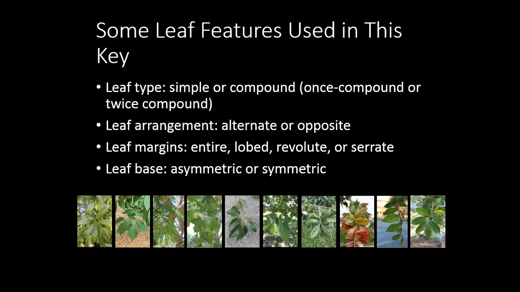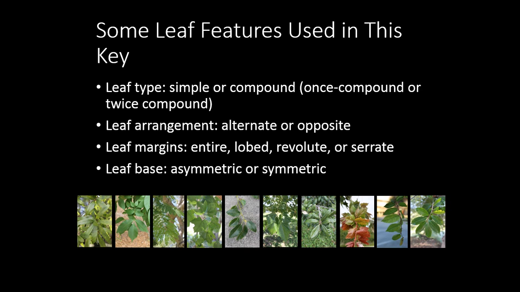So one of the first things you'll see is we're going to separate out between simple and compound leaves, and then if you choose compound, it's going to be once compound or twice compound as options. We look at opposite versus alternate leaf arrangement. Do multiple leaves emerge from one point, or is it just one and then another one later on and another one later on?